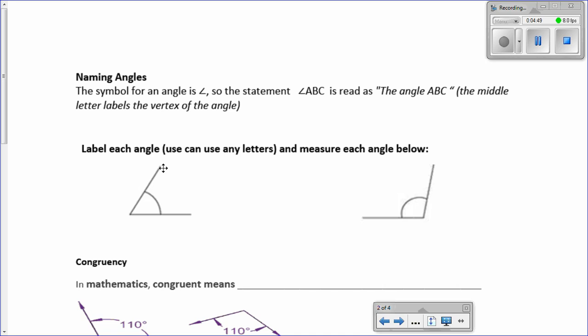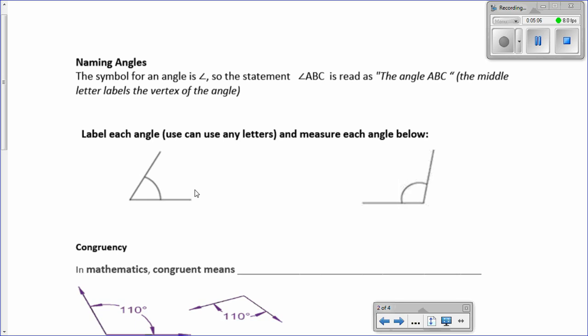And then I want you to grab a protractor and measure these angles. Try your best to measure them. Remember I told you, look at them. Is it acute or obtuse? So what kind of measure should it be? Should it be above 90, less than 90? You're going to give that a try.